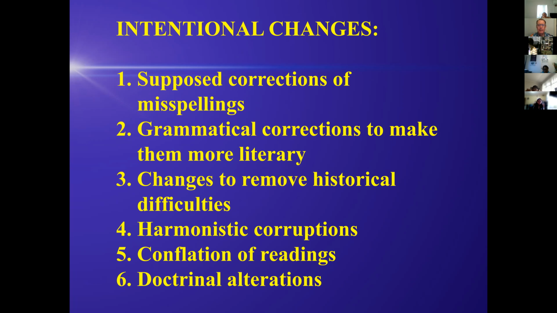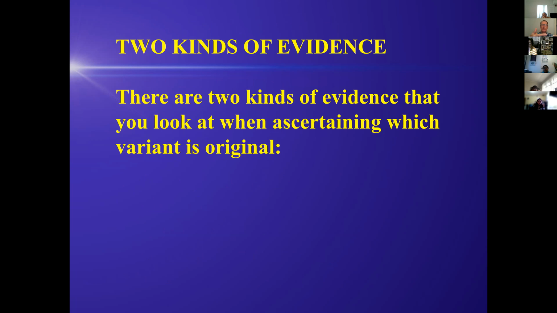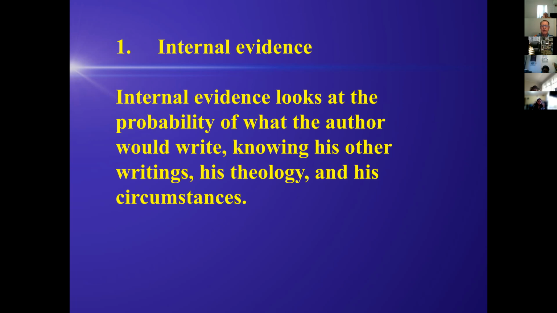Let us look at the kinds of evidence. Okay, we are seeing a variant in a text, in a verse. So should it be this one or should it be that one? How do we decide? Well, we look at the evidence, and there are two kinds of evidence. The first is internal evidence. Internal evidence looks at the probability of what the author would write, knowing his other writings, his theology, and his circumstances. So is this something that Paul would write? Knowing about Paul, is that something? Or is it something that we could not imagine him writing? Or the way scribes copy, which is the most likely that they would have copied? So these are internal questions.